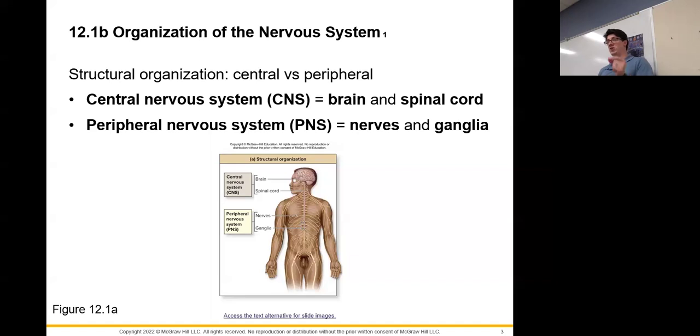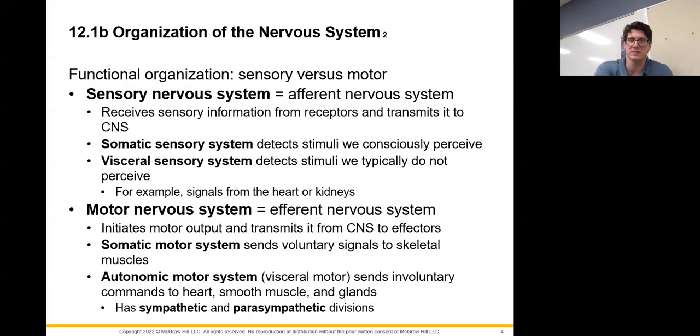So if it is a nerve, it is part of the peripheral nervous system. If it is the brain or spinal cord, it is part of the central nervous system. If it is a nerve that extends from the brain or the spinal cord, it is still part of the peripheral nervous system, even if they're closely related, even if they're very, very close together in space. If it is a nerve, it is part of the peripheral nervous system. If it is not, it is part of the central nervous system. Okay.